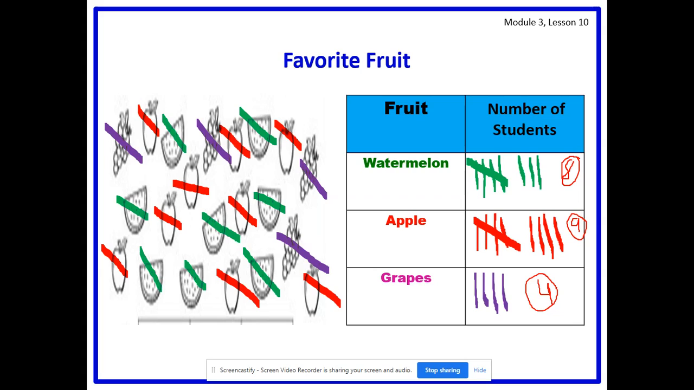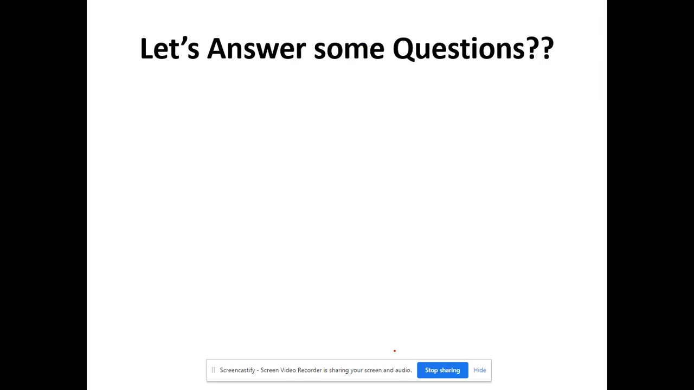So wasn't this much easier to count? Yes, right? Now that this was our information, guys. This was our data, and we organized it using tally marks to show the information. Awesome. So key points 1 and 2 are done. Now, let's answer some questions based on the information or data that we gathered.